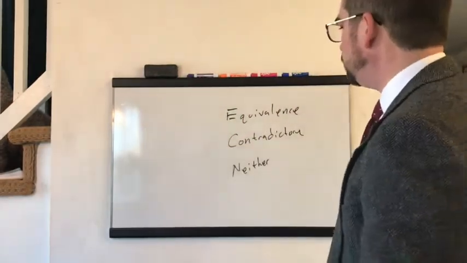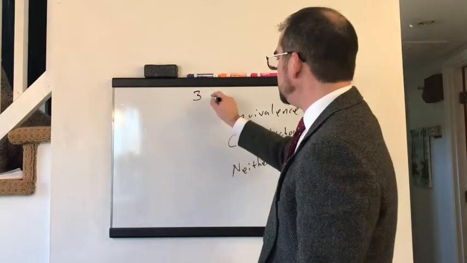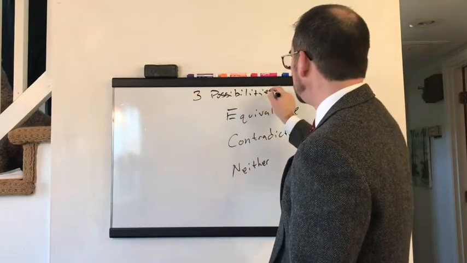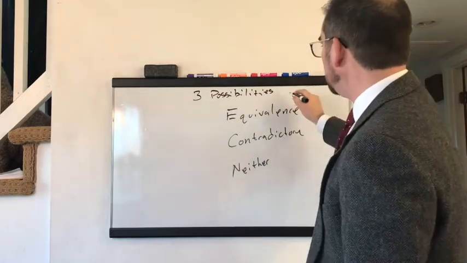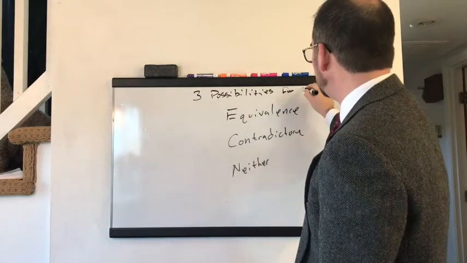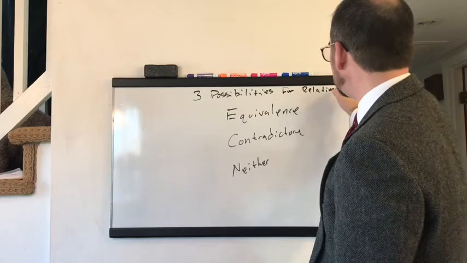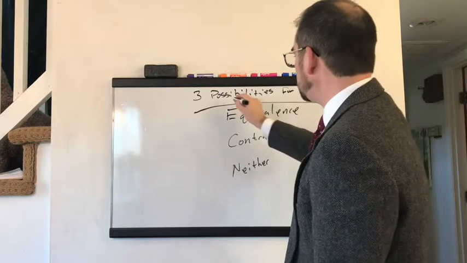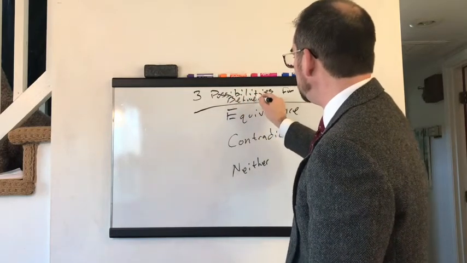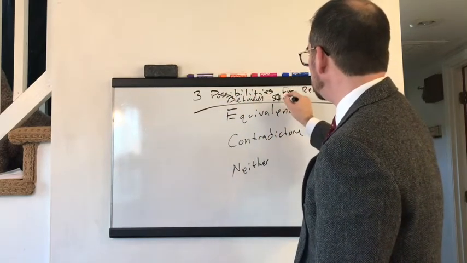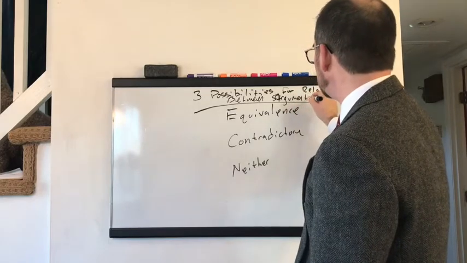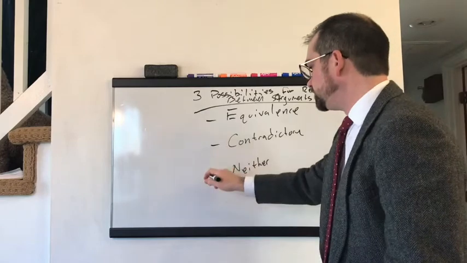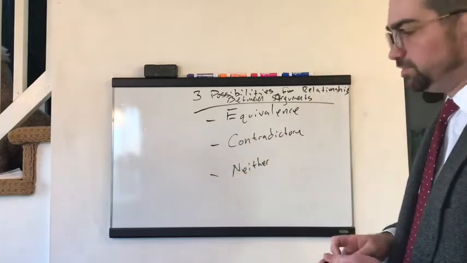Something else I want to point out again. So these are your three possibilities for relationships. And plan ahead, obviously, when you're writing on the board. Between statements, arguments, I should say. Arguments. All right. Those are your three possibilities. They're equivalent, they're contradictory, or they're neither. They're something in between. All right.